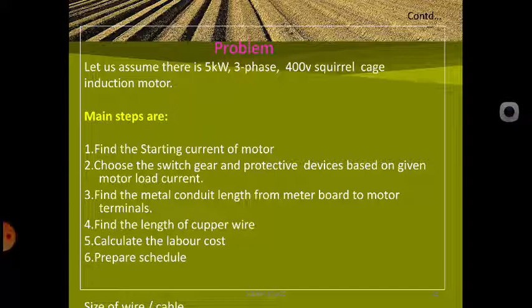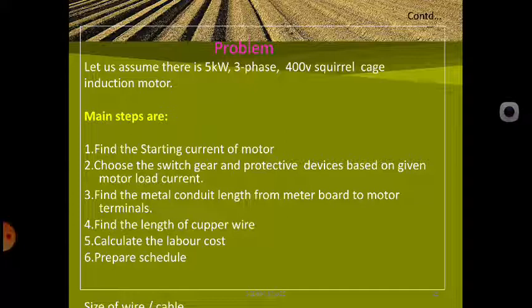These are the same steps as in the estimation and costing of lighting load, and the estimation and costing of power loads in a small industry, a workshop, a laboratory, or a big industry. The same procedure we are going to apply here, and for agriculture also.